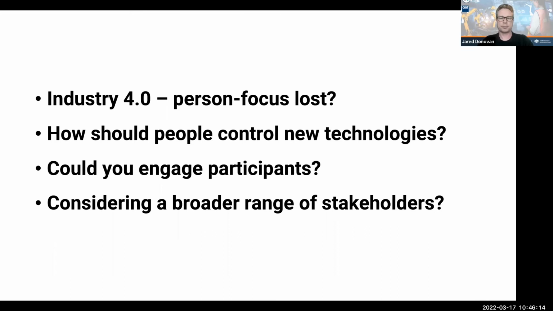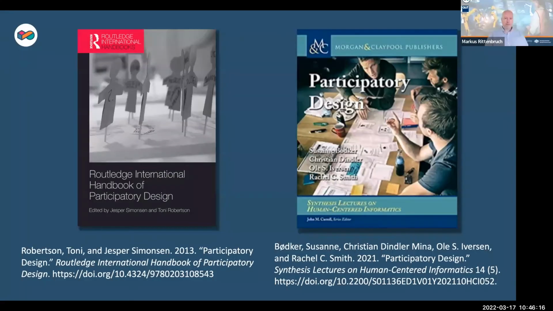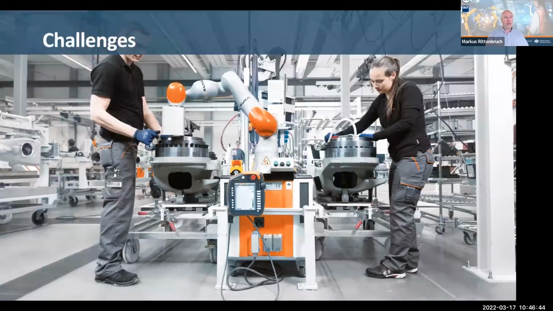Yeah, great, thanks, Jared. I just have 2 slides to wrap up. The first one is just to share with you the resources that I largely relied on, which are 2 books on participatory design. One is by Tony Robertson and Jesper Simonsen from 2013, called the Routledge International Handbook of Participatory Design, and the other one is from Susanne Bødker and colleagues on participatory design. So they're great resources.